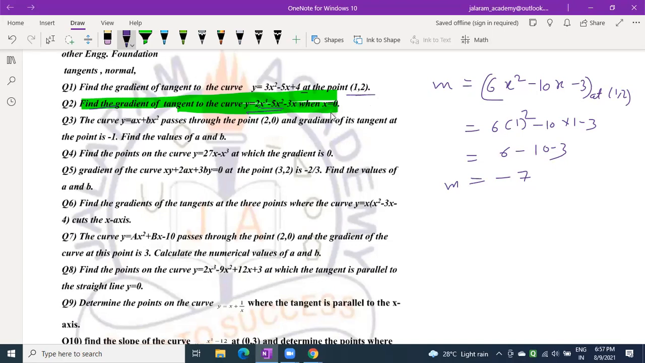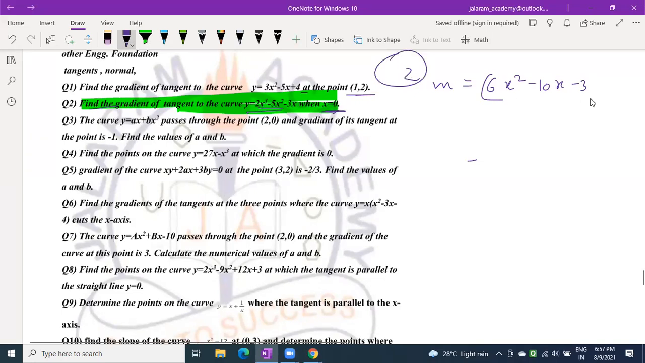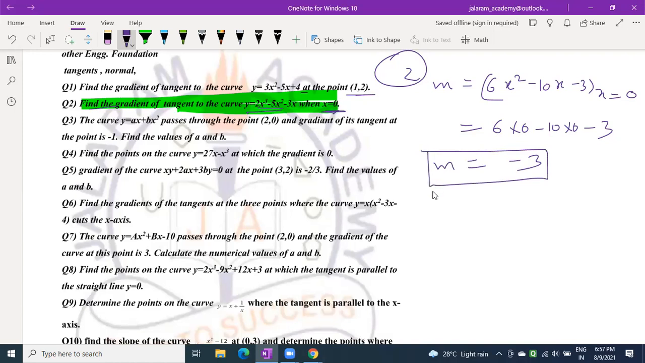If it is 1, 3, in this we have to find at x equals 0. Okay, so if it is at x equals 0, then how to solve it? In question 2, we have to find the gradient at x equals 0. So we use x equals 0 only. So 6 into 0 minus 10 into 0 minus 3, that is minus 3. So the slope is minus 3.